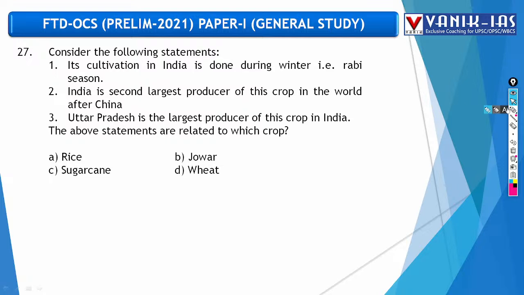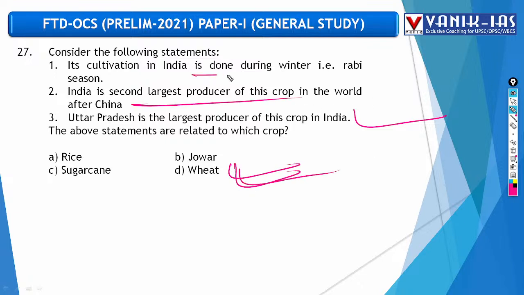Consider the following statements. Its cultivation in India is done during winter, that is the Rabi season. India is the second largest producer of this crop in the world after China. Uttar Pradesh is the largest producer of the crop in India. That is wheat, obviously, because rice and sugarcane are not grown during winter. So the answer is D.